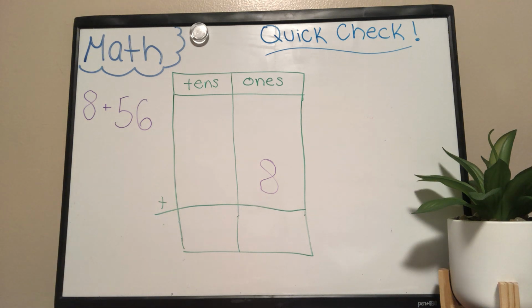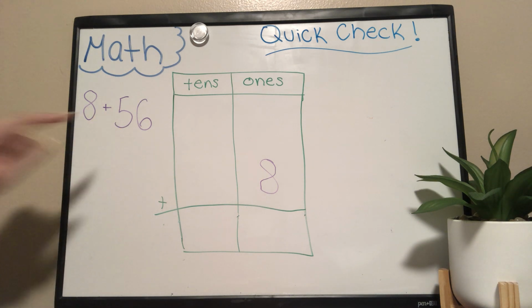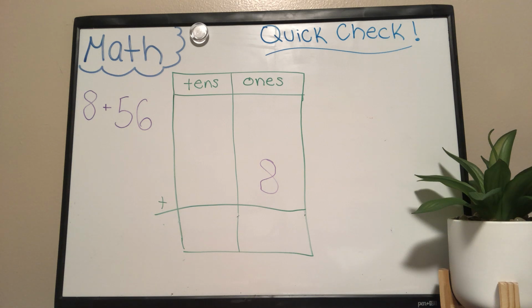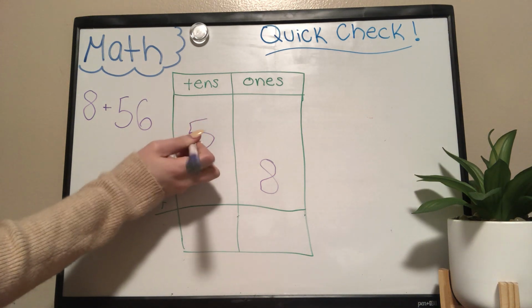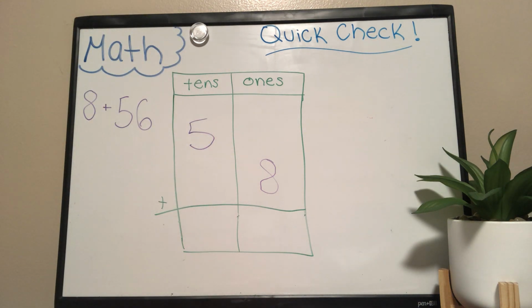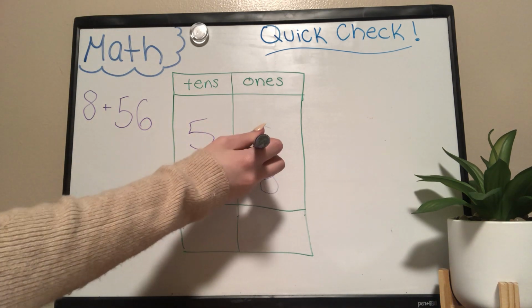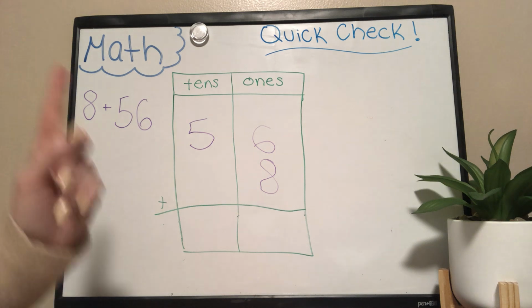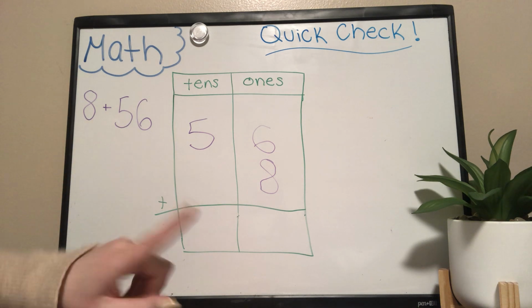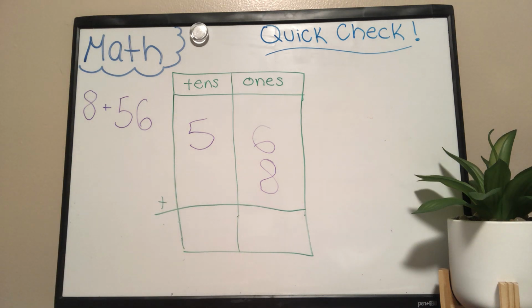What about 56? The 5 in 56 is going to go where? Nice. The 5 in 56 is going to go right up here. And what about the 6? Where is that 6 going to go? Nice, you guessed it, in the 1 spot. Cool beans, let's go through our steps for adding numbers together. Step number 1, add those ones. What is 6 plus 8? Nice, it's 14.